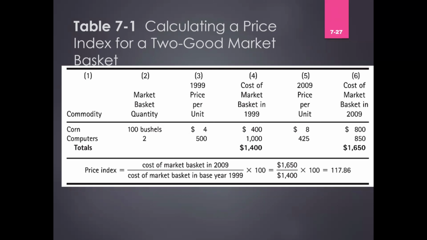The 2009 price per unit is $8 and $425 for corn and computers respectively, giving us a cost of the market basket in 2009 of $800 and $850, for a total of $1,650. And with that, we can calculate the price index. Guys, remember the formula: the cost of the market basket in 2009 divided by the cost of the market basket in the base year, which we had as 1999, times 100, gives us an answer of 117.86, expressed as a percentage.